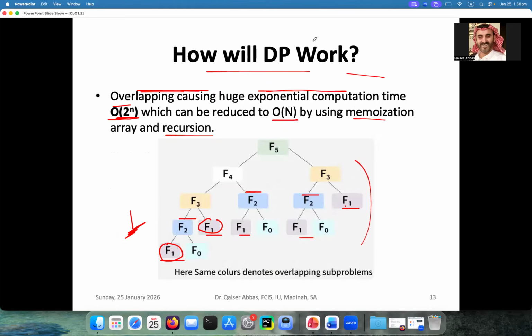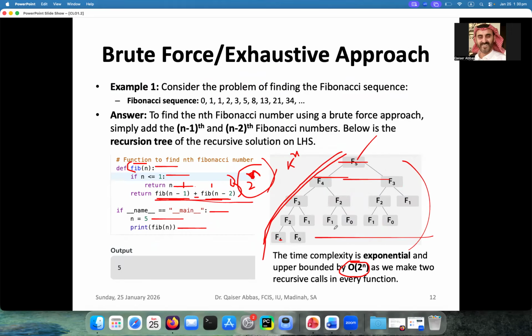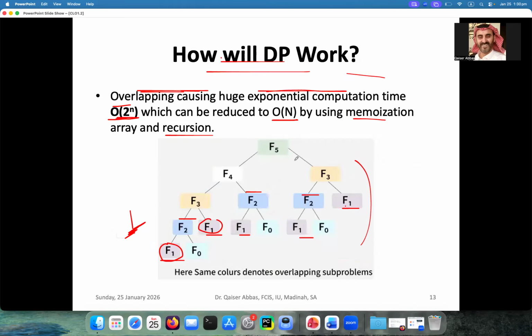Here we are still, how it will work. We have to identify overlapping problems, as we have seen in the previous example, and we know the complexity of it. We can reduce it to order of n by using what? By using a memo array and the recursive approach. That is the first category, the design strategy of DP.